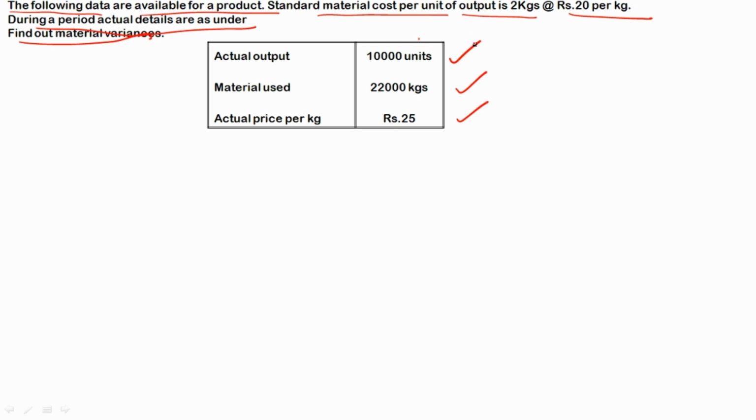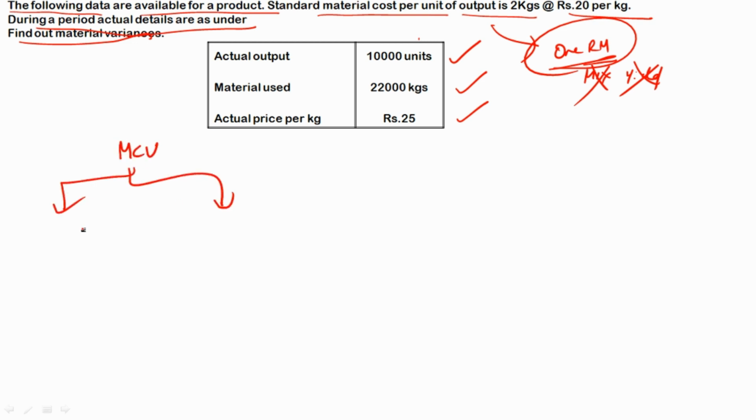The moment you read this question, the first point that you have to understand is there is only one raw material. So when there is one raw material, you will not get mix and yield variance, because you get mix and yield variance only when there are multiple raw materials. In that case, material cost variance is divided into two: one is price variance, other one is usage variance. So the formula will be 1 minus 2, 3 minus 2, and 1 minus 3.